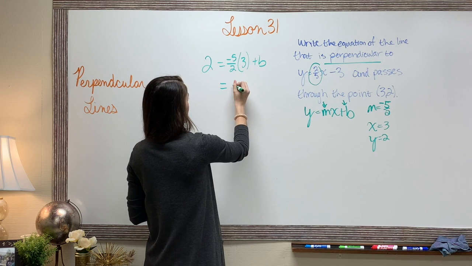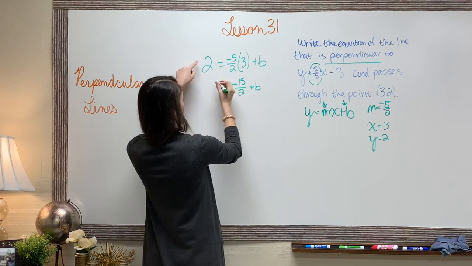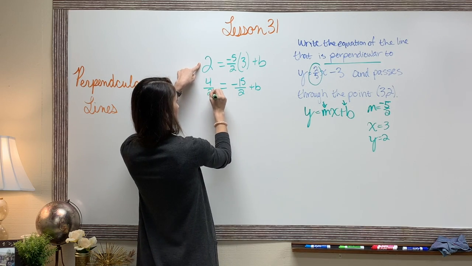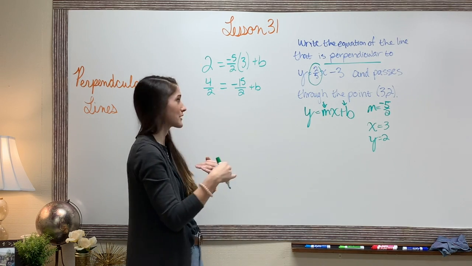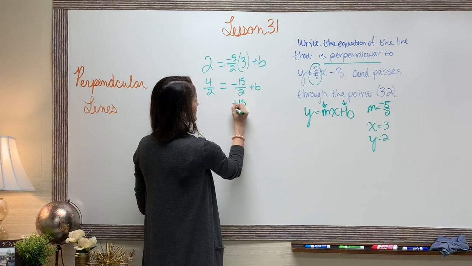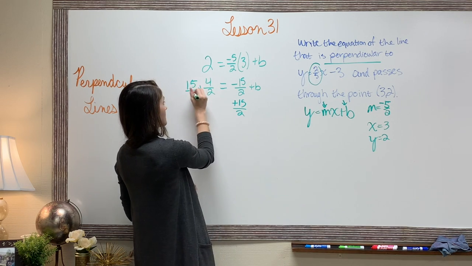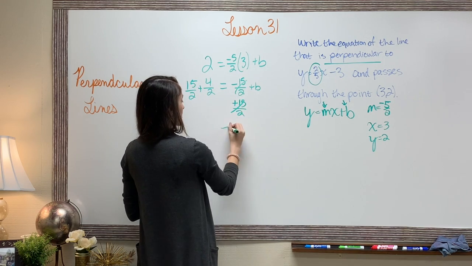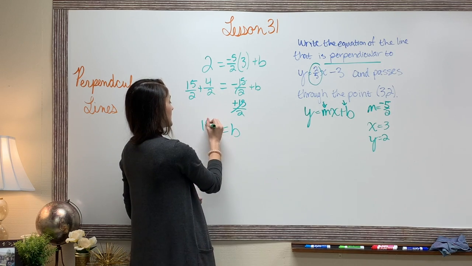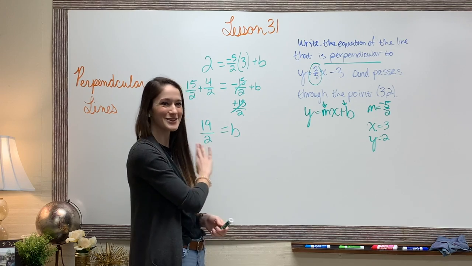And so we end up with negative 15 over 2 plus b. I'm going to turn this 2 into 4 over 2. That way it's already ready for me once I move this over. We're going to add 15 over 2 to both sides of our equation. Okay, so these are gone and we're left with b equals 19 over 2. So there's my y-intercept.